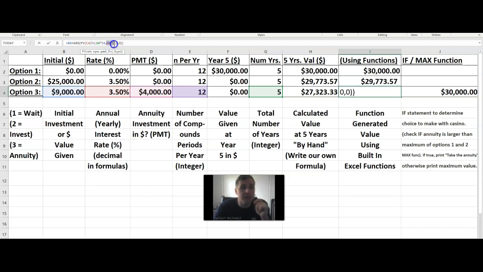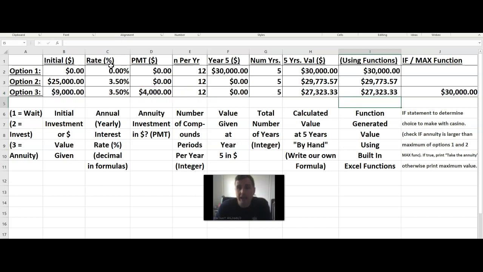How about the payment? I mentioned this a moment ago. The payment should be D4 divided by E4. D4 is the $4,000 per year we're going to pay into the annuity, and dividing by 12 gives us the monthly payment into the annuity. We put 0 for FV and 0 for type. We're sort of ignoring those, just plugging in values so as not to change anything.